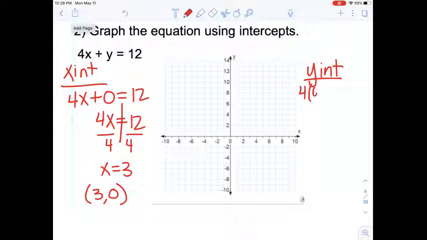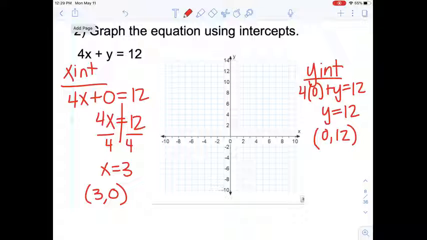Then for my y-intercept, I'm going to do a similar thing, but instead of plugging in a 0 for y, I'm going to plug in a 0 for x and solve for y. So I'm going to write 4 times 0 plus y equals 12. Well, 4 times 0 is 0, so that just goes away and we're left with y equals 12. Now to write that as an ordered pair, again we write it as x and then y. We plugged in a 0 for x, and our y was 12, so our ordered pair is 0, 12.